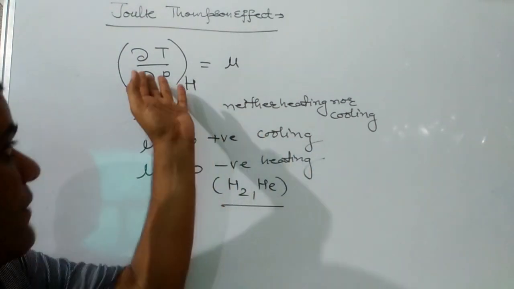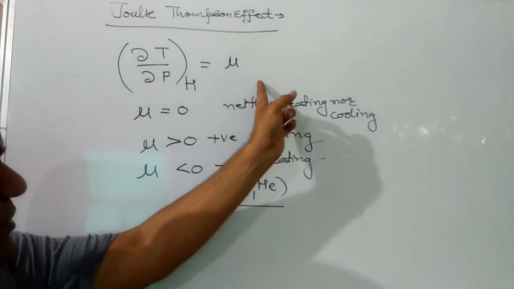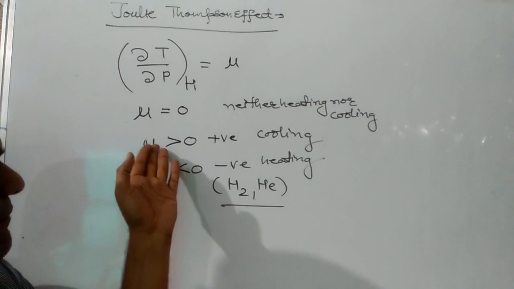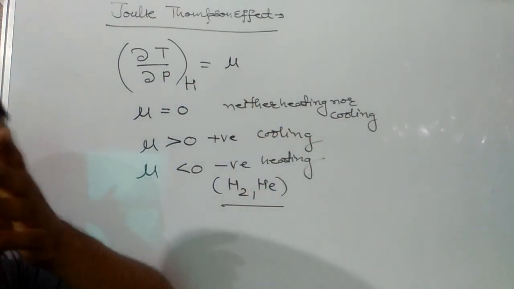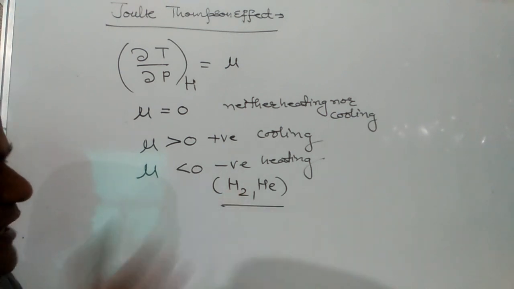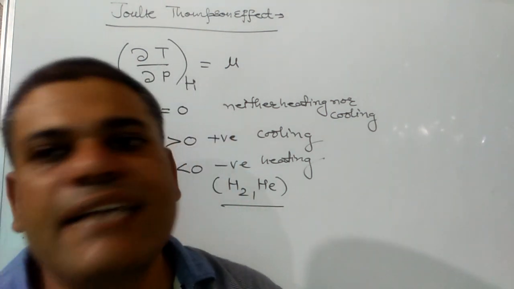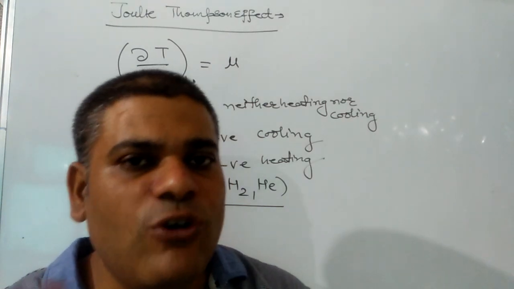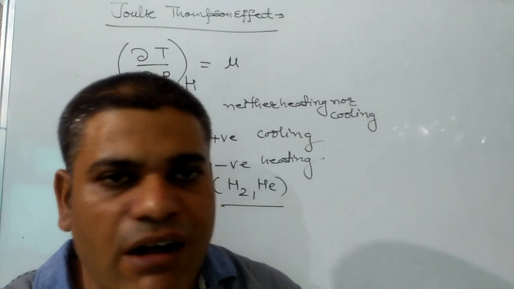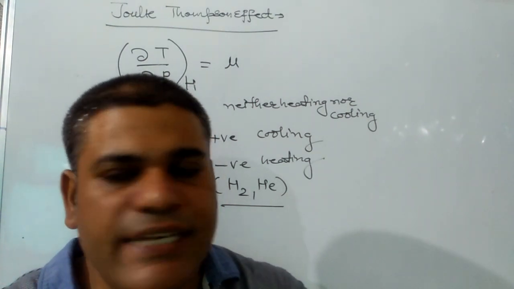And from this we can find the formula delta T over delta P at constant H, that should be mu. If the value is 0, then neither heating nor cooling. If greater than 0, then positive values, so cooling will take place. If less than 0, then heating will take place, and that will be for hydrogen and helium. But if an ideal gas is taken, then neither heating nor cooling will be there, because for them the attractive forces are supposed as negligible.